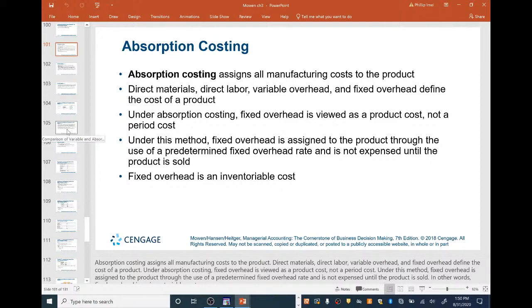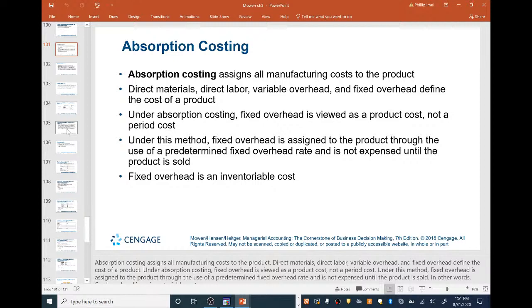Direct materials, direct labor, variable overhead, and fixed overhead define the cost of production in terms of absorption costing. Under absorption costing, fixed overhead is viewed as a product cost, not a period cost. Recall from the last chapter the difference between a product cost and a period cost. Under this method, fixed overhead is assigned to the product through the use of a predetermined fixed overhead rate and is not expensed until the product is sold.